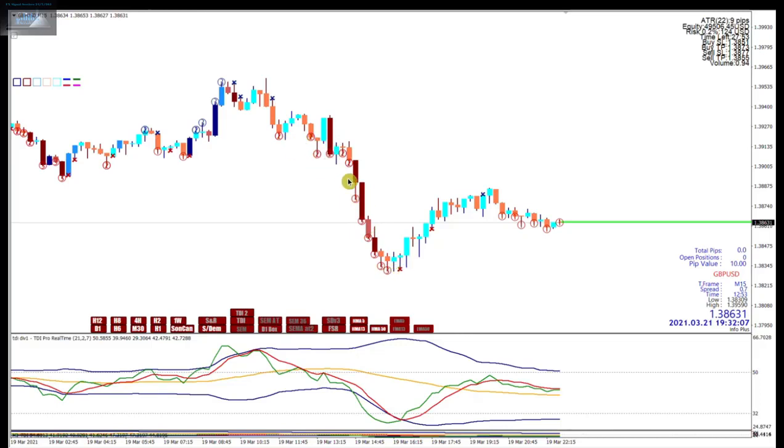92 pips, and you exit there. This entry here is a change of character entry. That's when the market changes character, and you'll see here, this is when the green crosses over the MBL. That's also an exit. So this whole area here is sales, or going short, selling, from there to there, which is that area there.